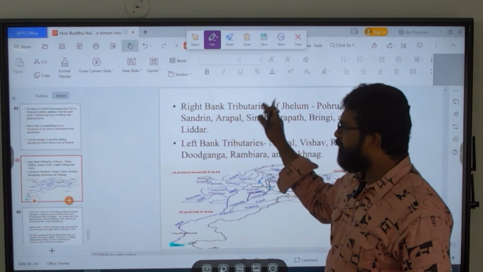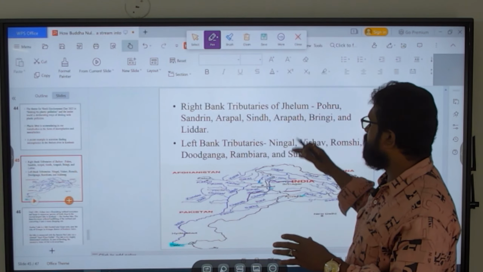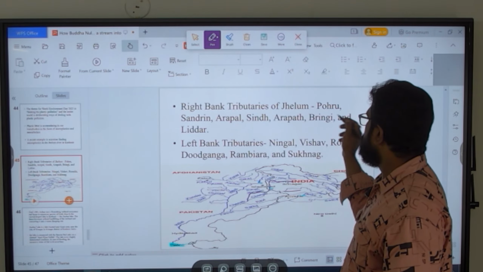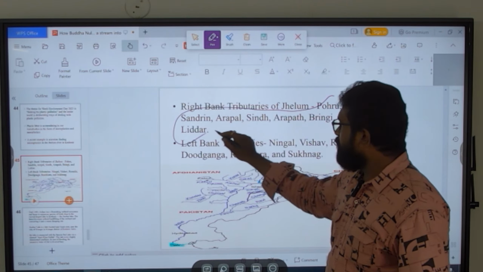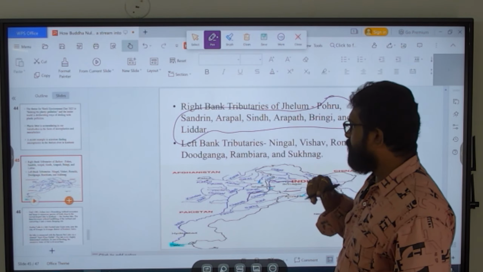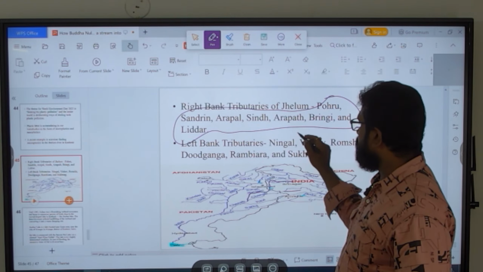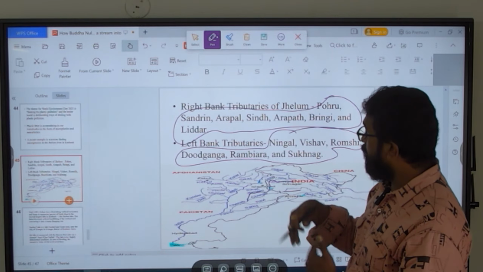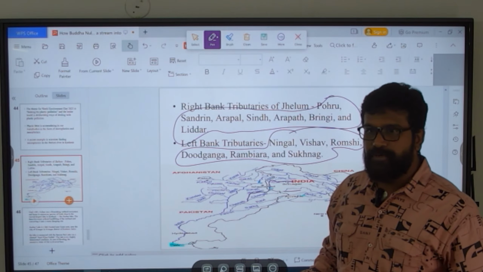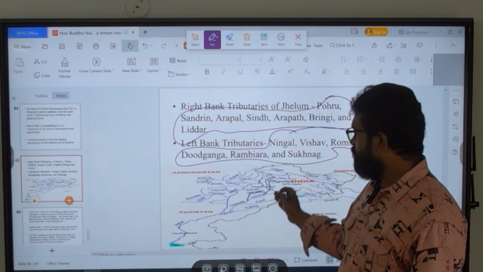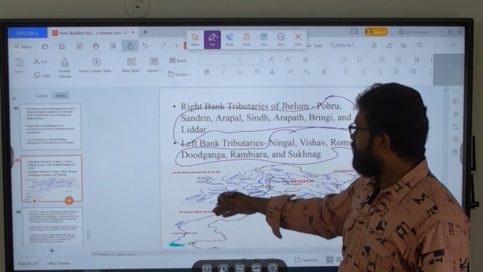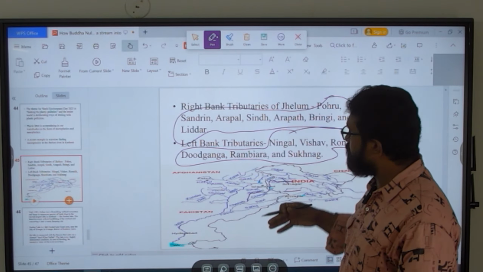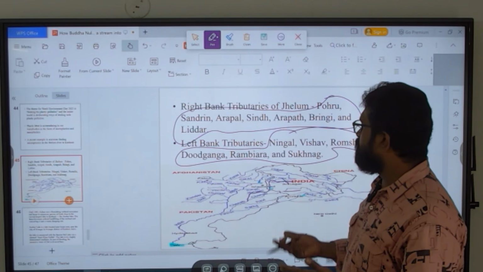So we have right bank and left bank tributaries. These are the right bank tributaries of Jhelum, and these are the left bank tributaries of Jhelum, and the Jhelum is also one of the tributaries of Indus. Finally, in Pakistan, it joins the Indus. So Jhelum is a tributary of Indus, but Jhelum has a lot of tributaries of its own.